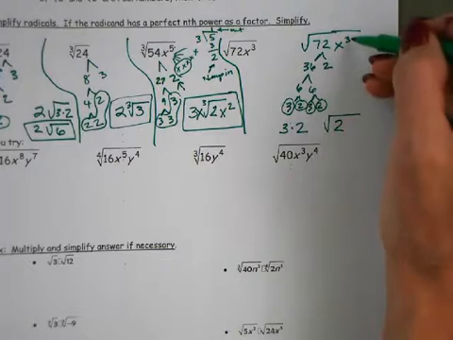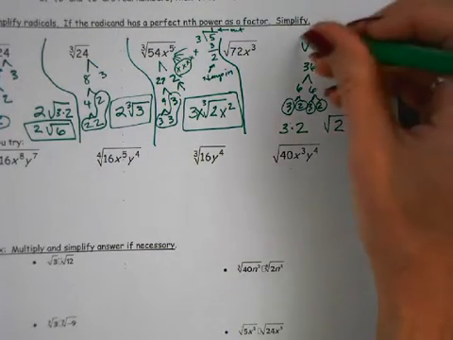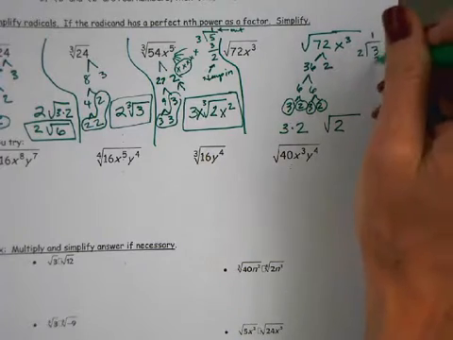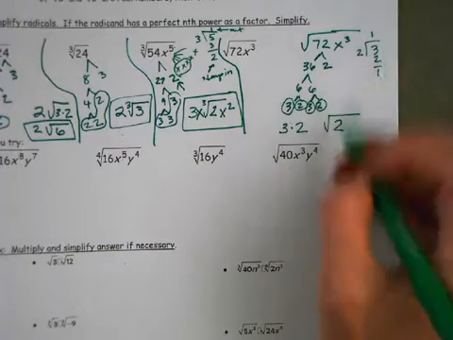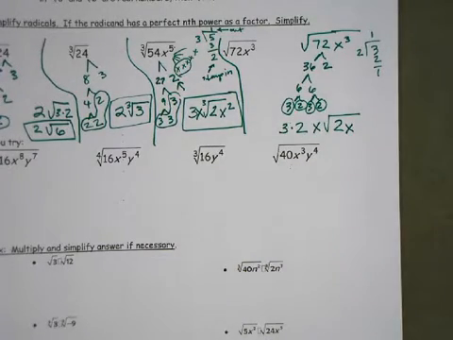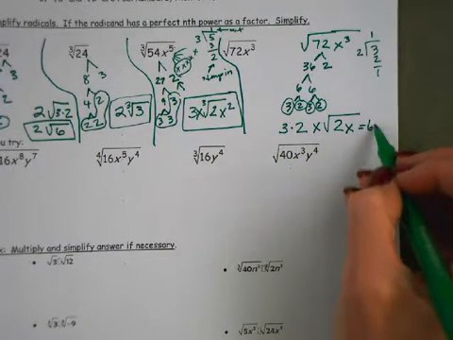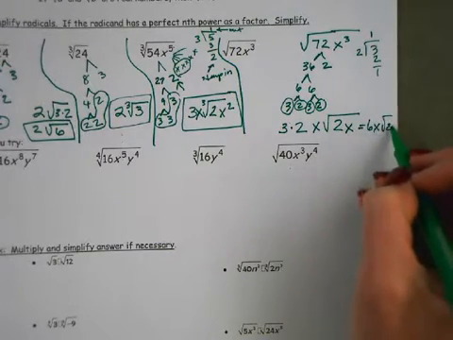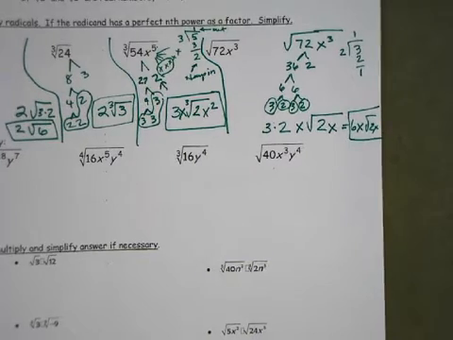And then I have my x cubed. Well, I'll take 3 and I'll divide it by 2. 3 divided by the index. I get 1 with a remainder of 1. So that means 1x gets pulled out, and that means 1x remains in. And so that can reduce down to 6x square root of 2x. Okay?